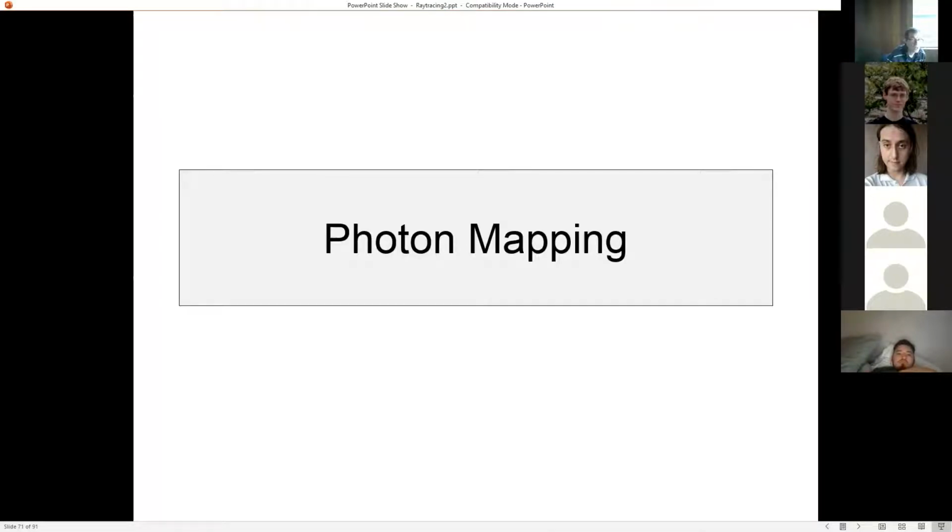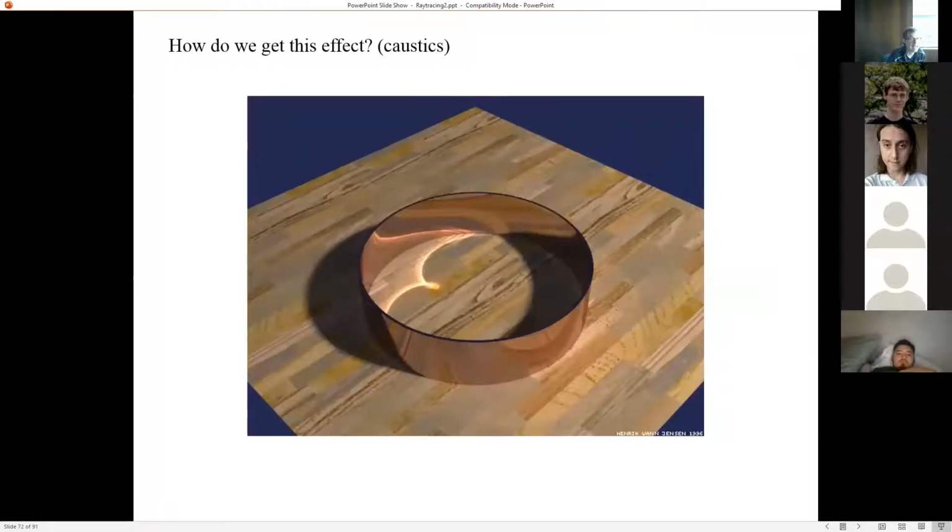So now we're going to look at something called photon mapping. We're going to look at some techniques that we cannot get so far with our ray tracer. So this thing is called a caustic.